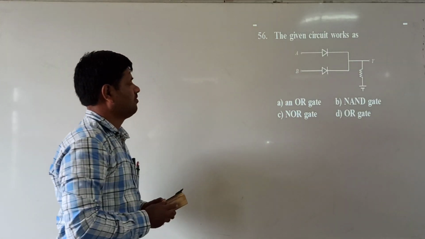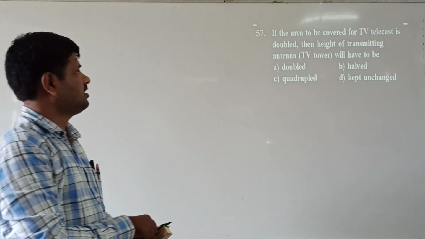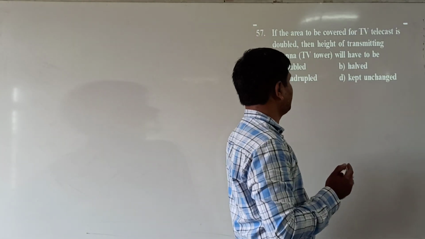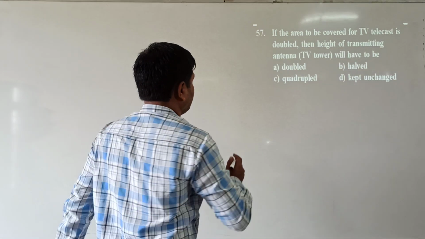This is question number 56. Which option is correct here? A option is correct. Next, if the area to be covered for the TV telecast is doubled, then the height of the transmitting antenna will be.